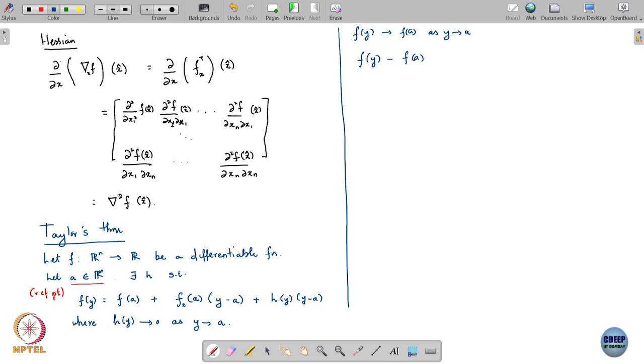It is telling you that this difference, f of y minus f of a divided by y minus a, is equal to f x of a plus h of y, where h of y is a quantity that will become smaller and smaller. This will become small as y tends to a. It will become close to 0 as y tends to a. Is this clear? So, this is what the theorem is actually effectively telling you.